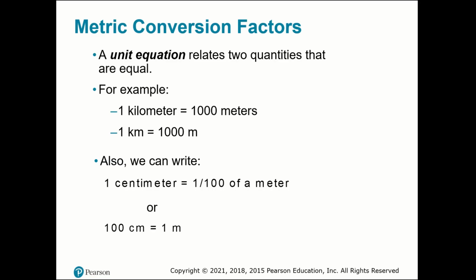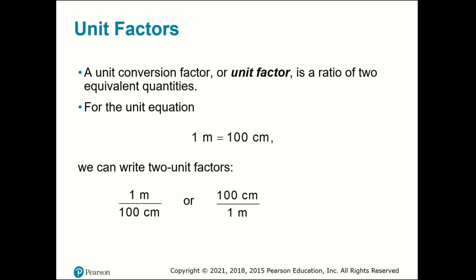A unit equation relates two quantities that are equal. For example, 1 kilometer is equal to 1,000 meters, and we can use the symbols. Also, you can write that 1 centimeter is equal to 1 divided by 100 of a meter, or we can say 100 centimeters is equal to 1 meter. This is very important because we're going to use the unit conversion factor, also known as the unit factor, which is a ratio of two equivalent quantities.